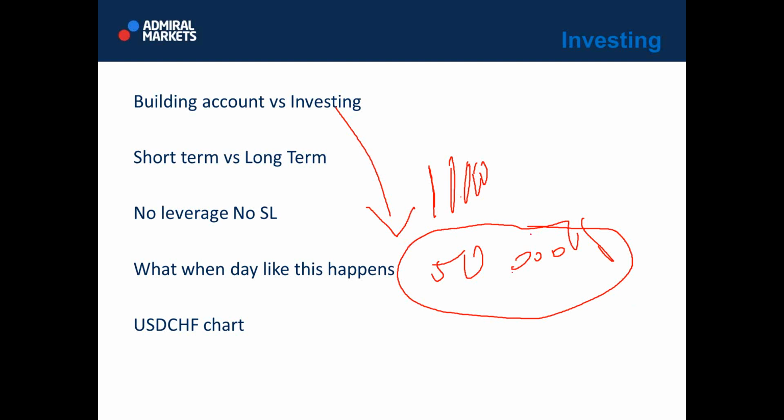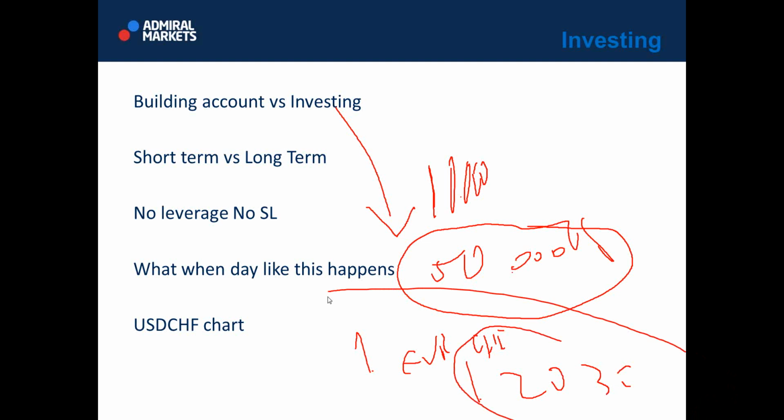So you are building the account. You are scalping, you are using intraday positions. You want your account to grow. That is when you build an account. When that account is fully grown, then you will start to invest. That means you will open one position, let's say EURUSD at 1.2030, and you will hold this position all the way until it makes 10% profit. For example, that means you don't use your stop loss because you are effectively investing.